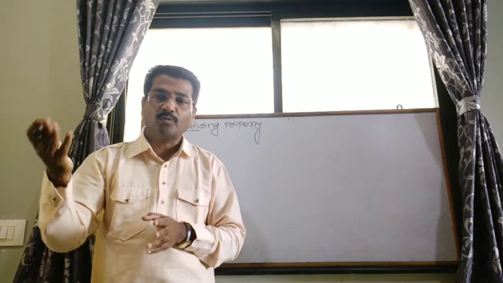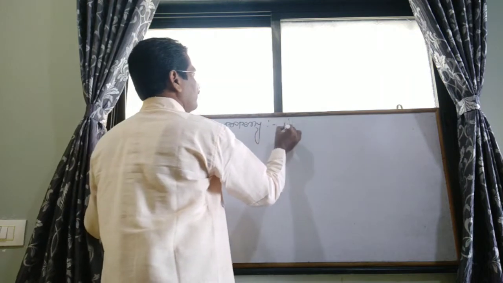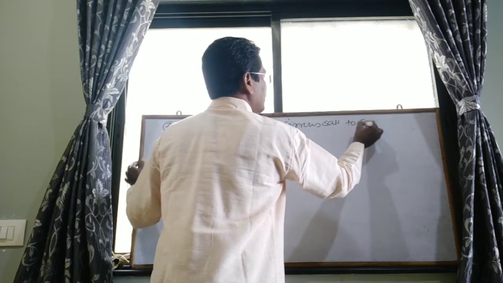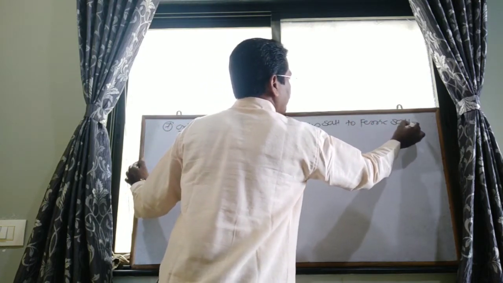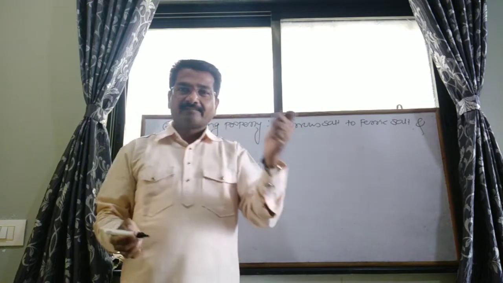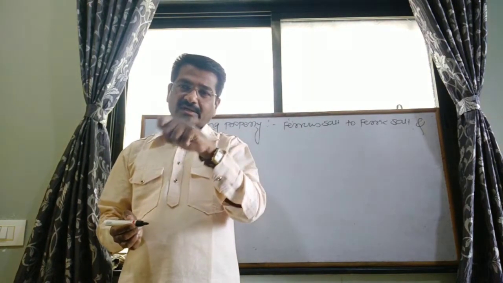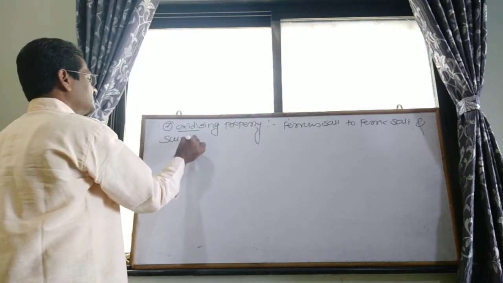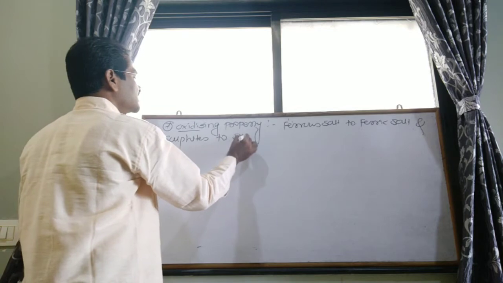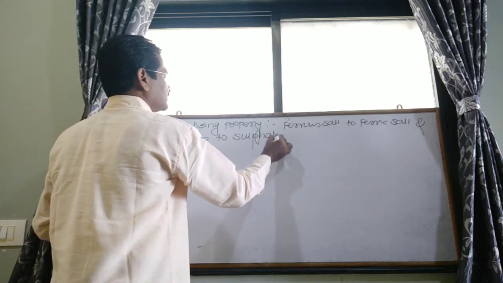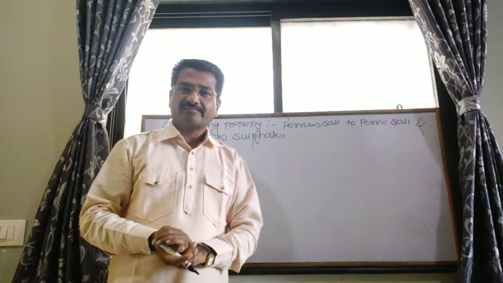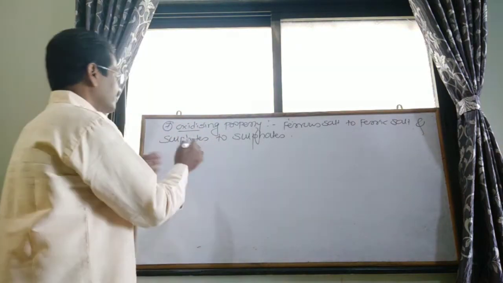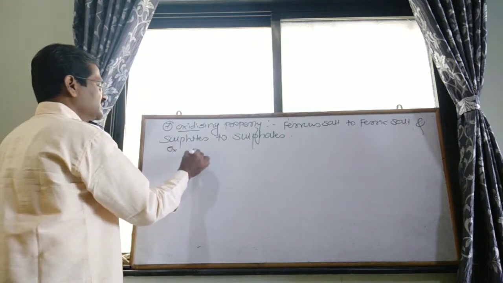Chlorine oxidizes ferrous salt to ferric salt, and sulfides to sulfates. For example of a ferrous salt, that is FeSO4, ferrous sulfate.